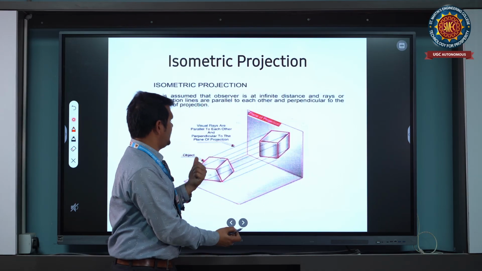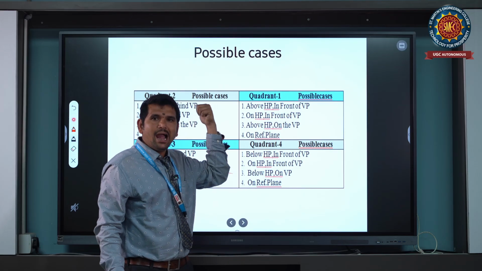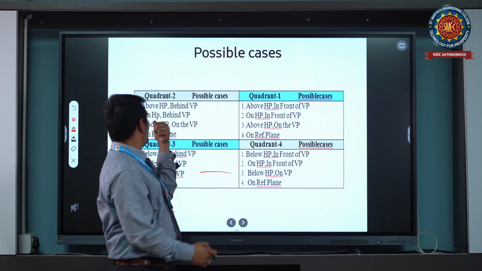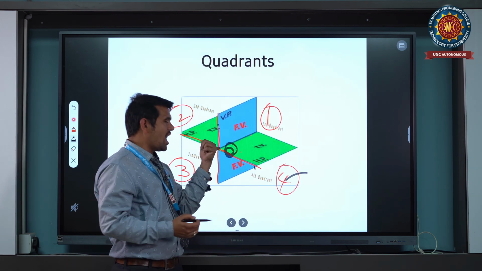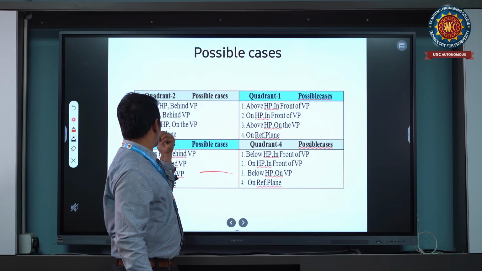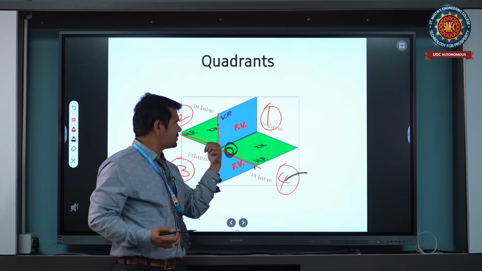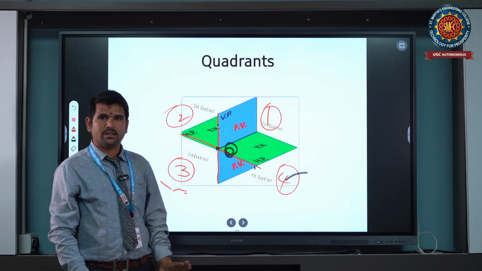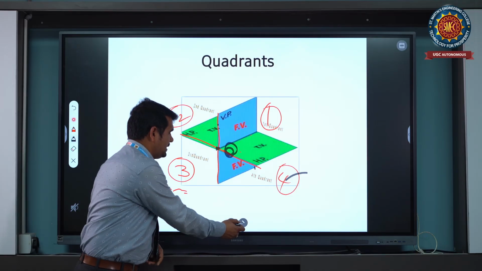So now, generally, see, above the HP and behind the VP, at the back side of the plane. Next one is on HP, behind VP. Same, on HP, behind VP. Next, the third one is on the reference plane, above HP, on VP. Again, above HP, on VP. That is also going to be considered. That is the second quadrant related possibility cases.